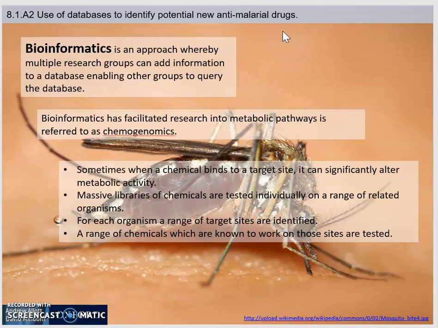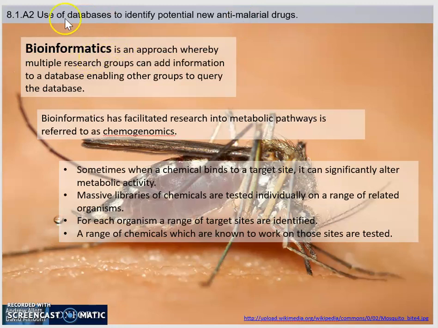I'm not sure, it used to be the biggest killer of humans in terms of disease. I'm not sure if it still holds that title. But what we need to understand here is that the parasite, the Plasmodium, needs to infect a human cell, a host cell, for it to remain intact.